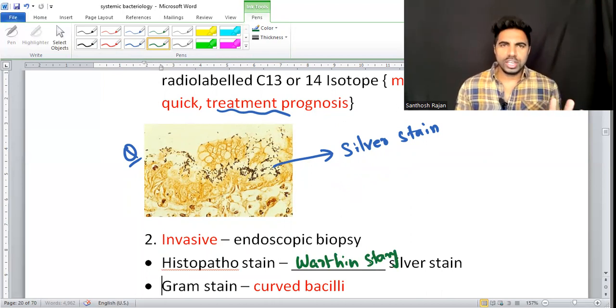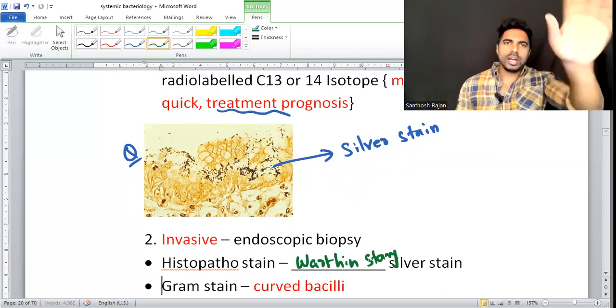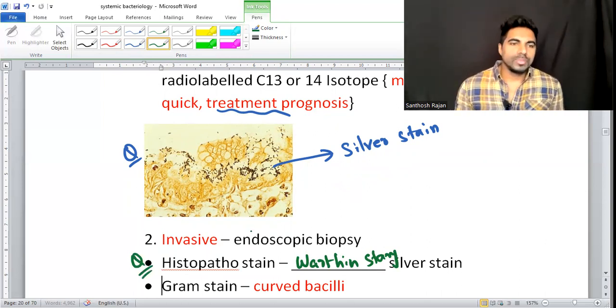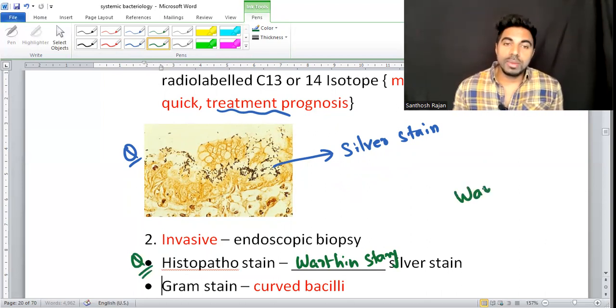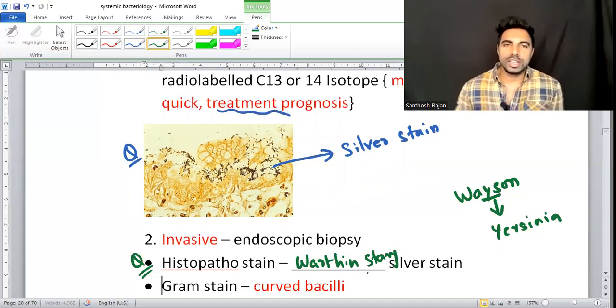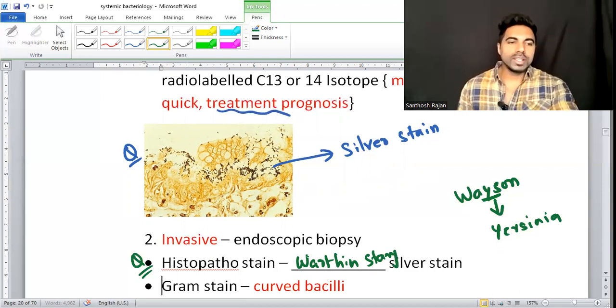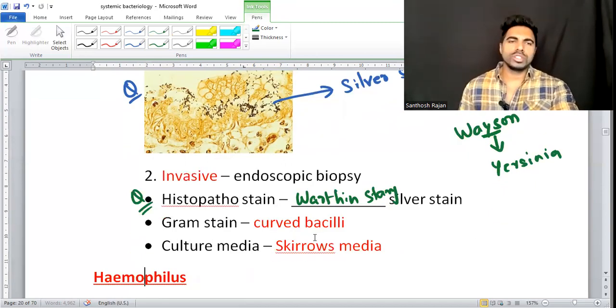Warthin is the name you have to remember. You will remember this question easily: Warthin-Starry silver stain. There is one more stain, Bartonella stain, that comes later. It will come in Yersinia. Why Yersinia? Warthin-Starry silver stain is used for H. pylori, an important question. And what is the bacilli? It's a curved bacilli, of course, nothing much special.